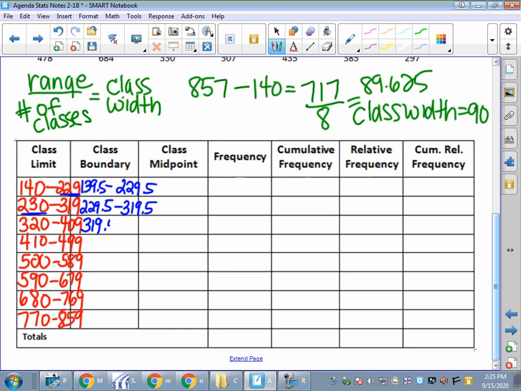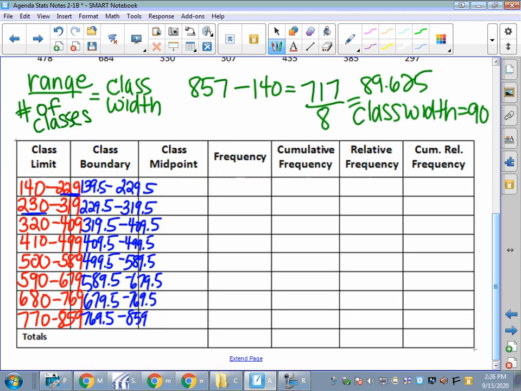Repeat that. 409 to 410, so 409.5. Repeat that. 499 to 500, so 499.5. You getting the hang of this? Repeat. 589 to 590, so 589.5. Repeat. 679 to 680, 679.5. And 769 to 770, so 769.5. And last but not least, this is going to be half a unit bigger, so this is going to be 859.5.